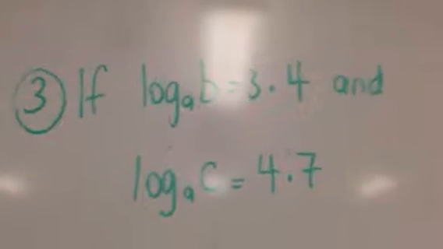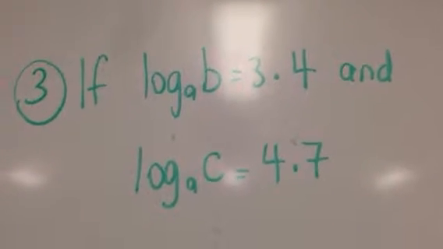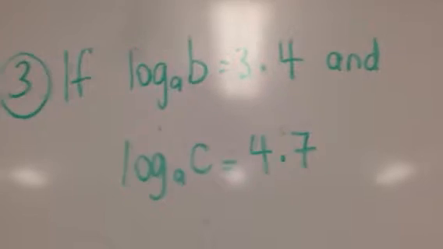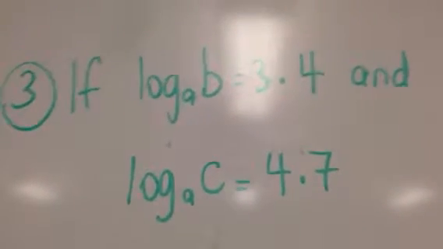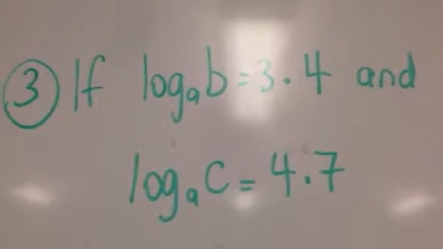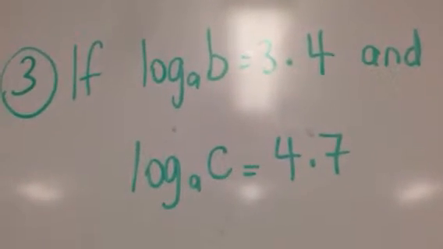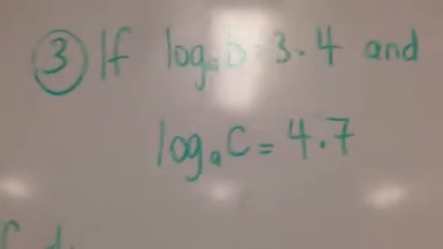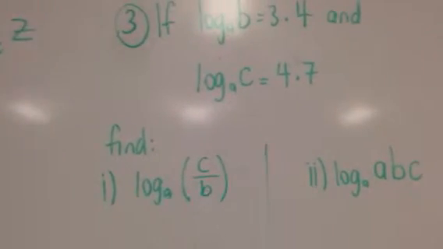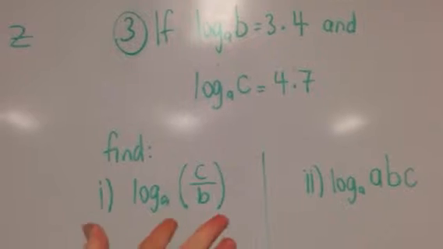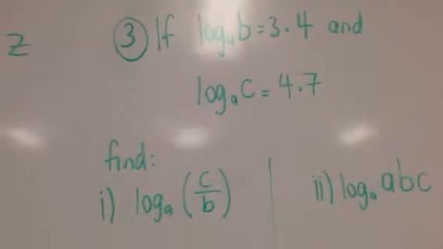Okay, question 3. We're given the value of two different logs. We've got log base A of B equal to 3.4, and log base A of C equal to 4.7. Now we're going to have 5 questions here that ask us to find a particular log, log base A of C divided by B.